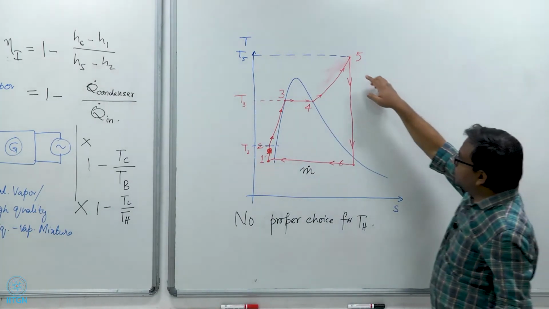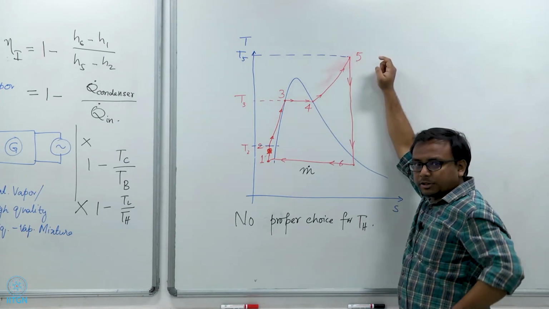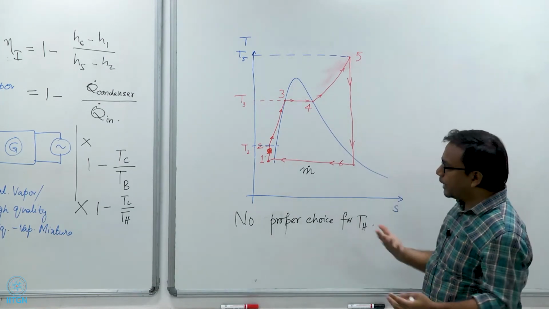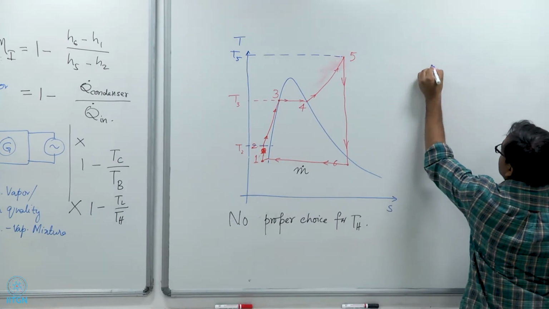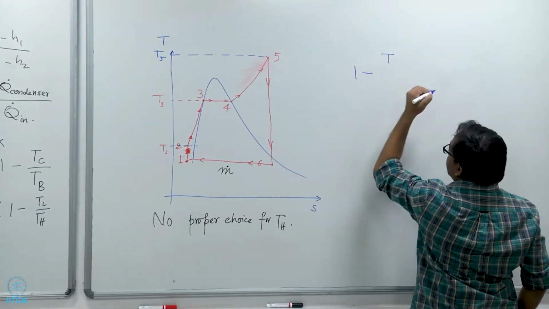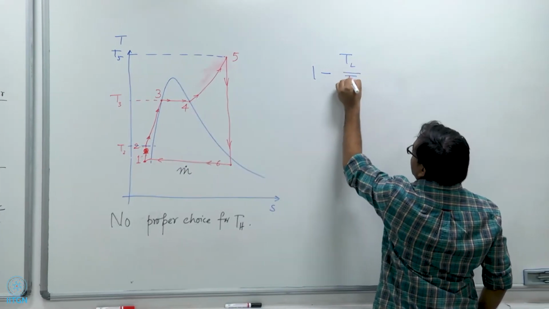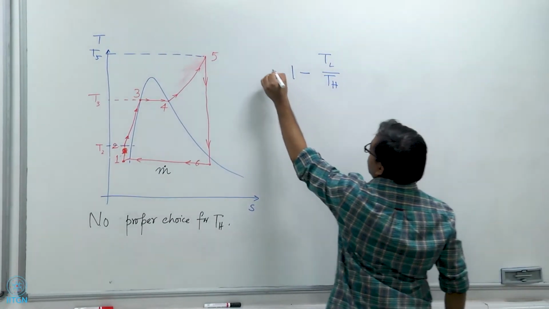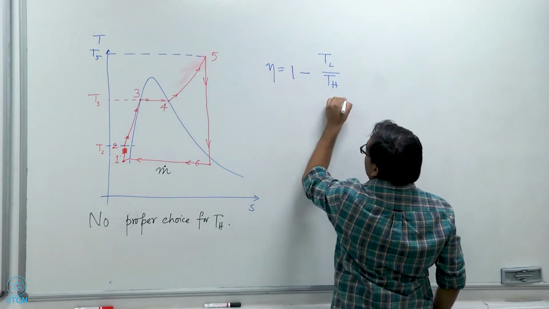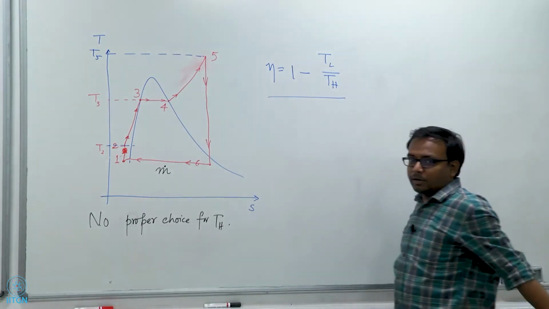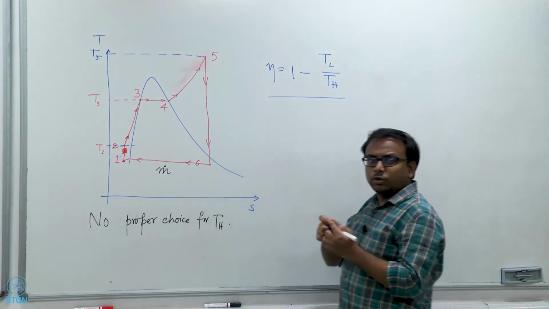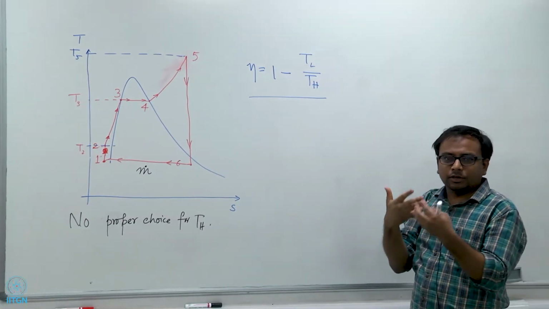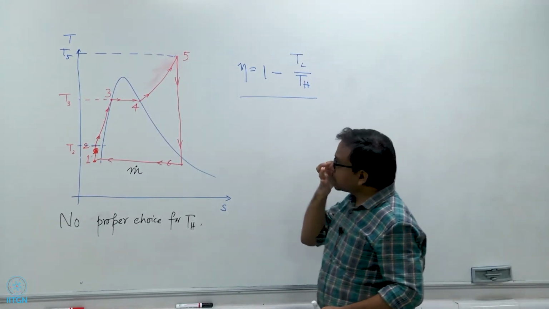So, that means that we must superheat as much as possible in order to have more efficiency. Again, remember that we are applying the concept 1 minus eta equal to 1 minus TL by TH. Although this is not directly applicable, you cannot calculate the efficiency using this formula, but we can still use it to improve the efficiency of the power plant.